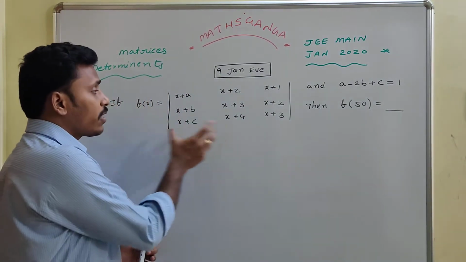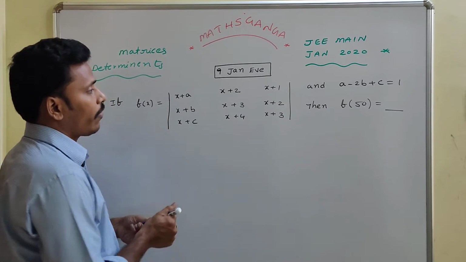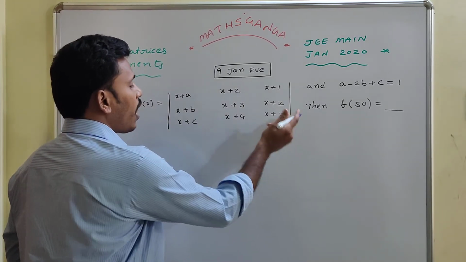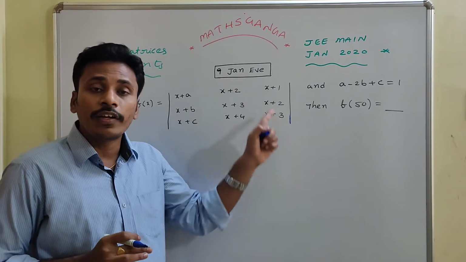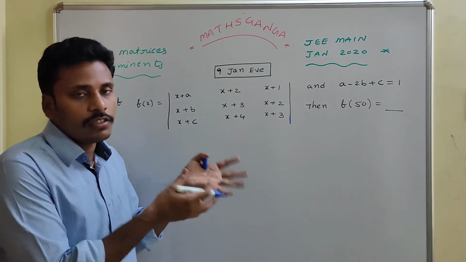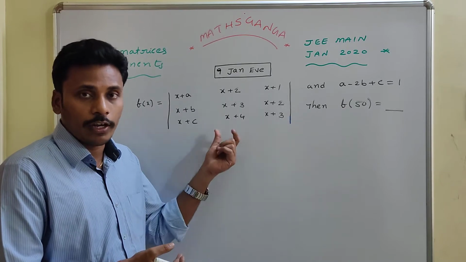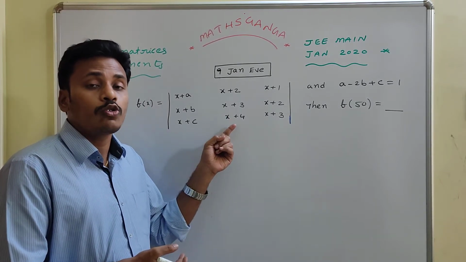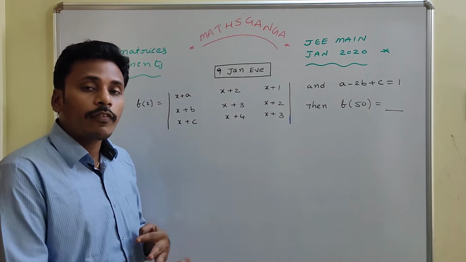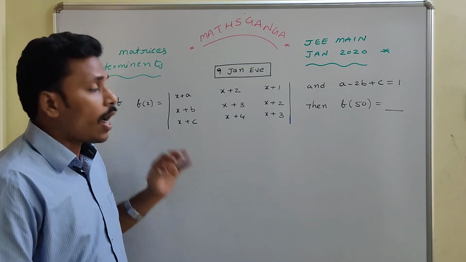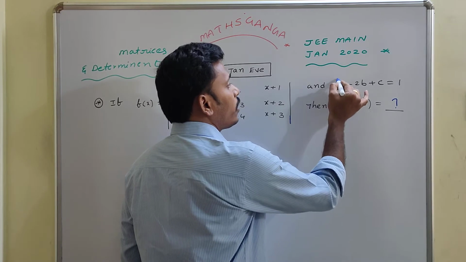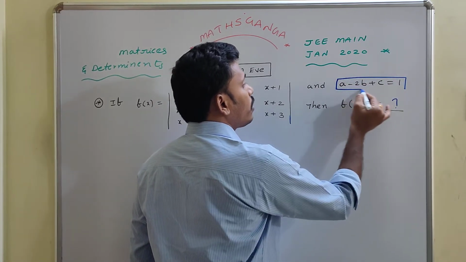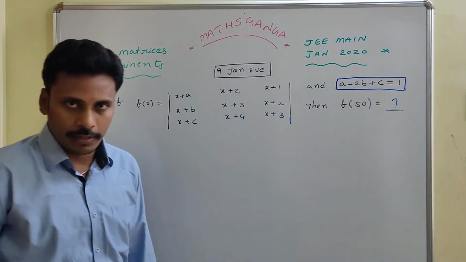See, f of x is the determinant of this particular matrix. The matrix is 3 by 3 and its determinant value is f of x. Since x is involved in the determinant, f of x is in terms of x, you will get that at the end if you find it out. For different values of x, you will get different results for f of x. And they are asking us to find f of 50 at the end, but a minus 2b plus c is equal to 1 is given as a hint.